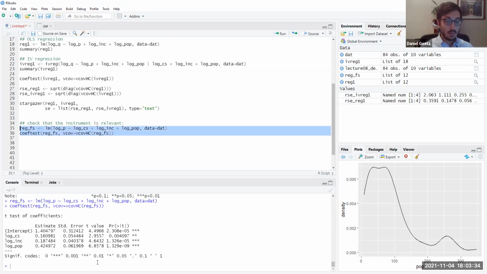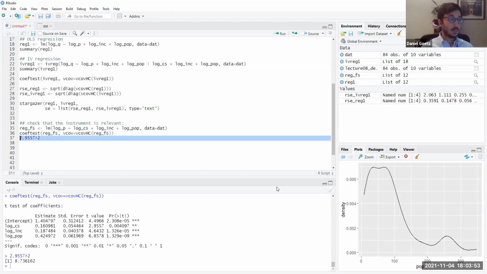Right, and what we can see is that it is 2.9557, right? Which is actually not larger than 10 if we square it. It's less than 10, right? So actually our instrument, it's relevant, it seems to help, but it's not strong enough for us to be confident in the standard errors that we're getting on our IV regression.